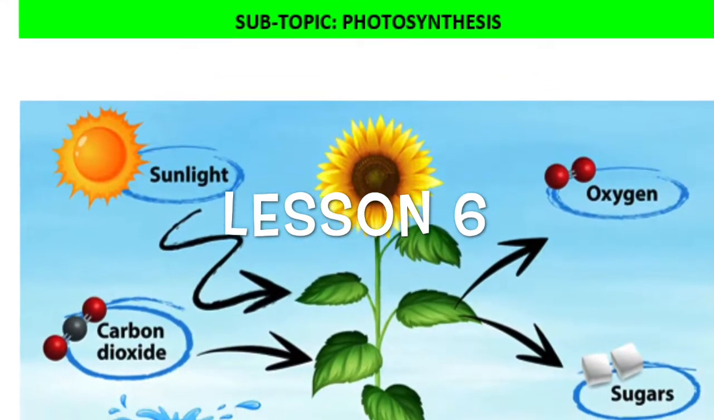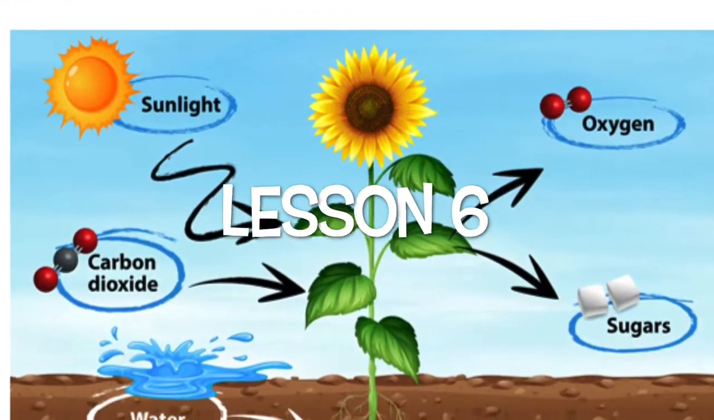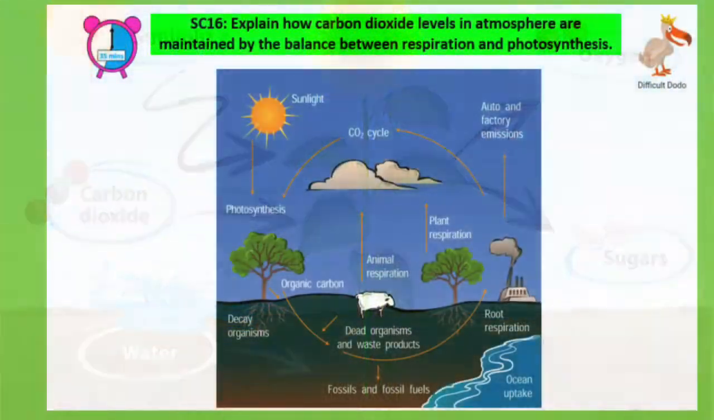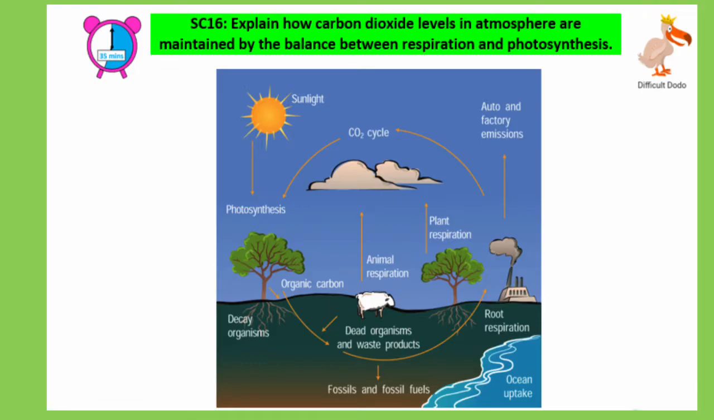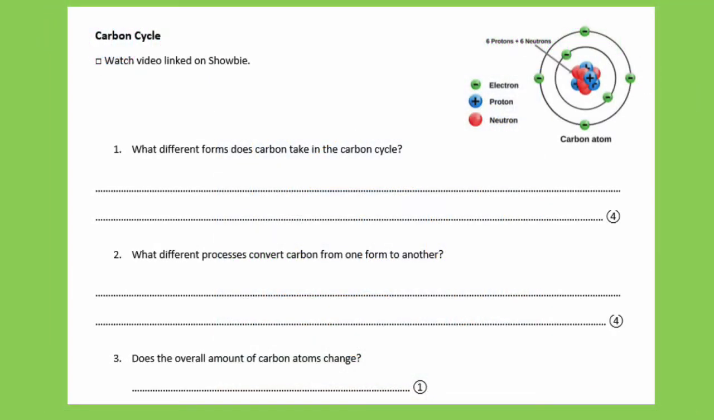Welcome to Lesson 6 on photosynthesis. Starting with SC16, which is basically to explain the carbon cycle. So you're going to start by answering questions 1 to 3, and you're going to need to watch the video which I'm going to show you in a second.